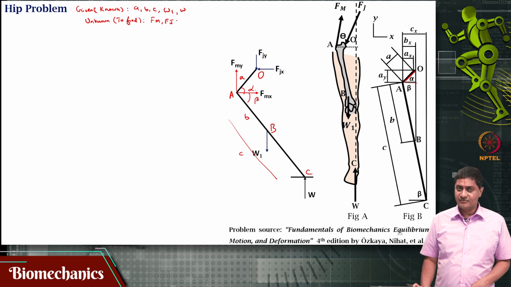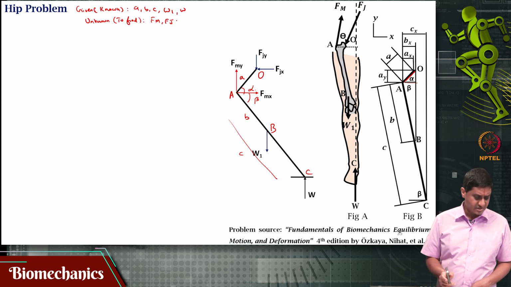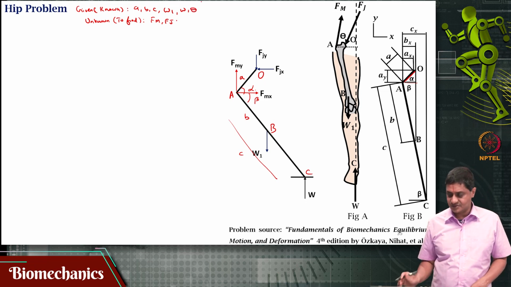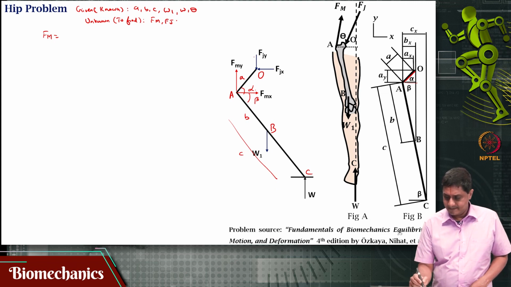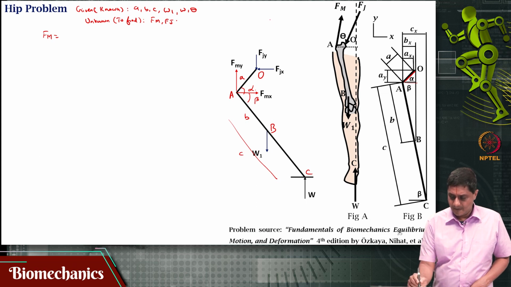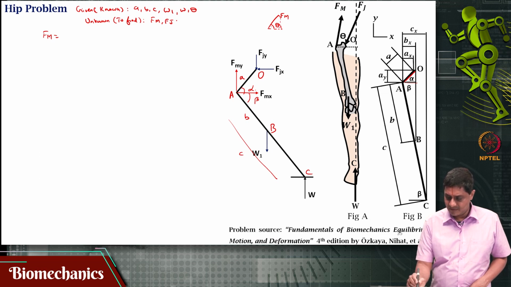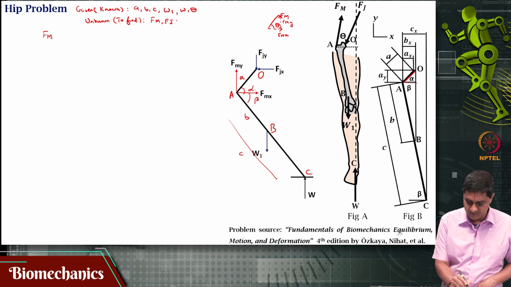Can I write out Fm in terms of its components? The answer is yes, I can do that because theta is given. Theta is also known, by the way. So, this is Fmx and that is Fmy, and Fmx then is Fm cos theta and Fmy is Fm sin theta.